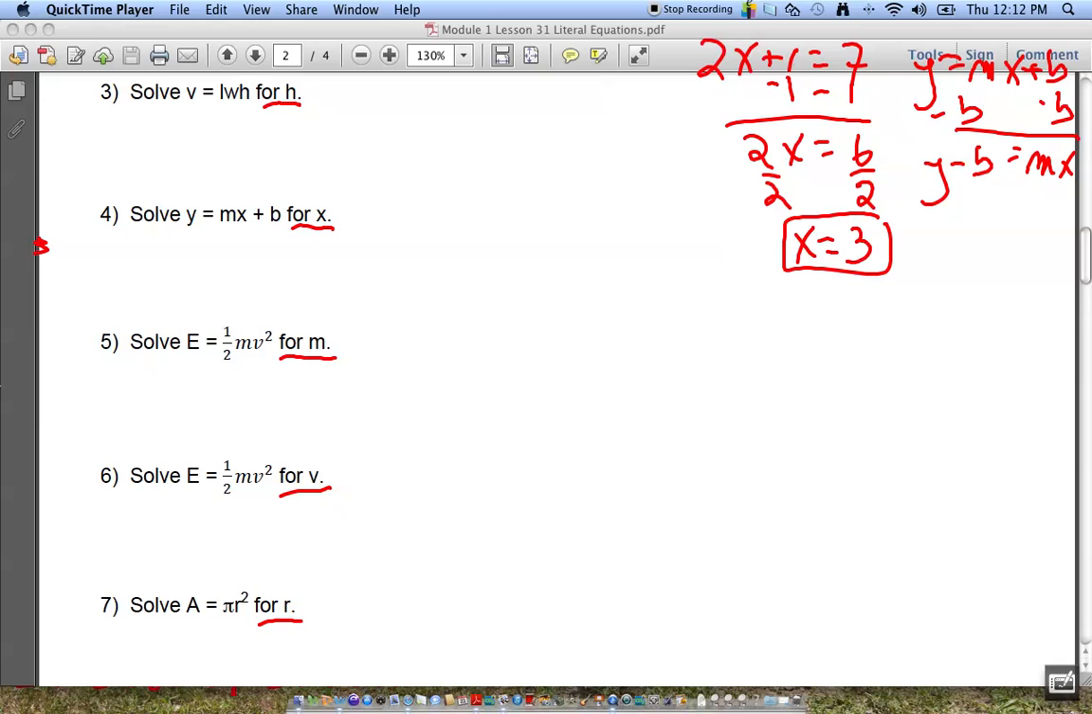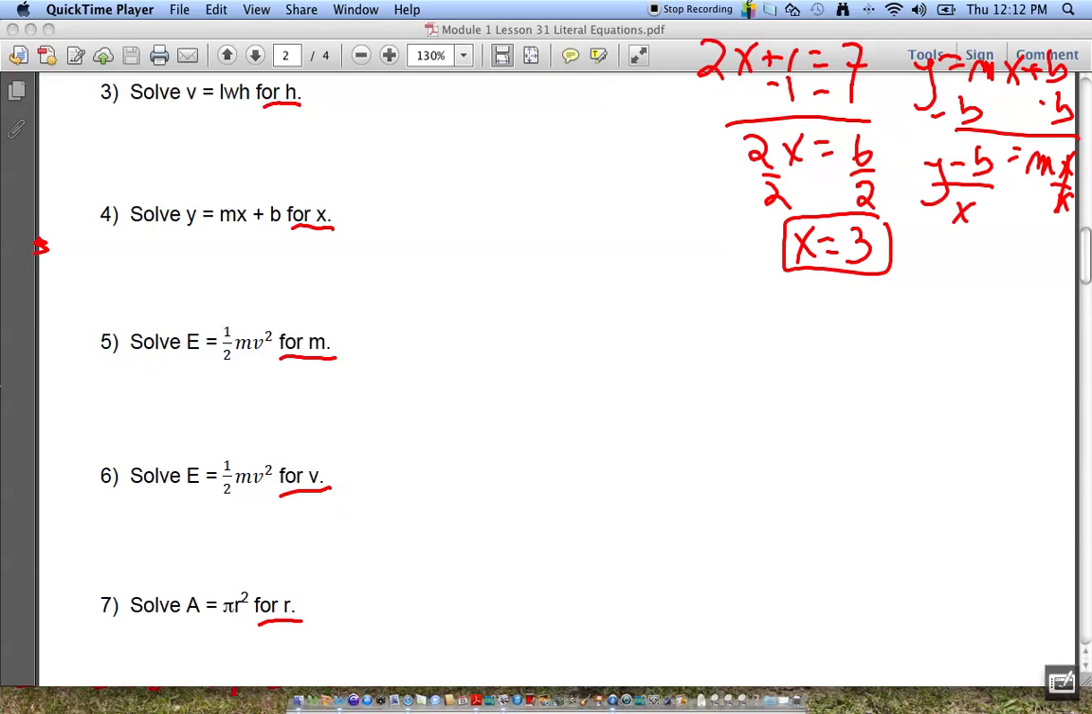Now, is the m by itself yet? No. The x is being multiplied. So just like here, when the 2 was being multiplied, I divide by 2, here I divide by x. I'm done. M equals y minus b over x. And that's the difference. I still do the same steps.